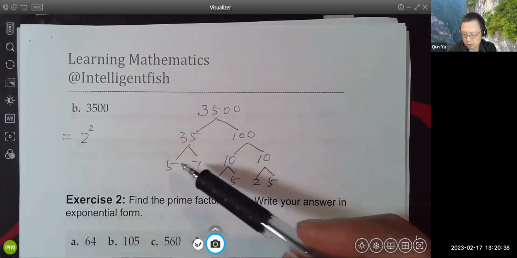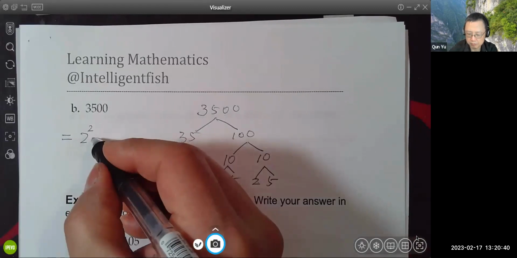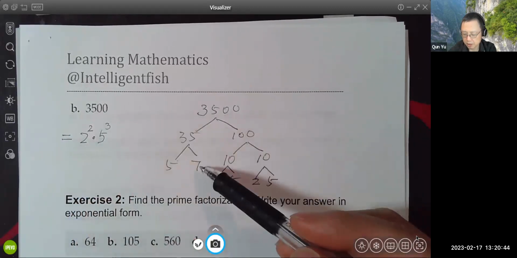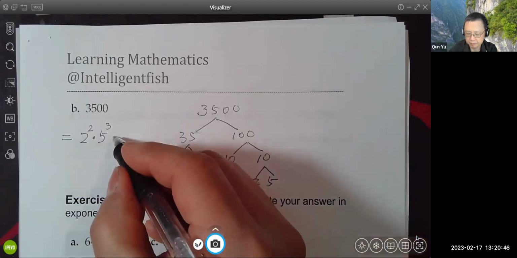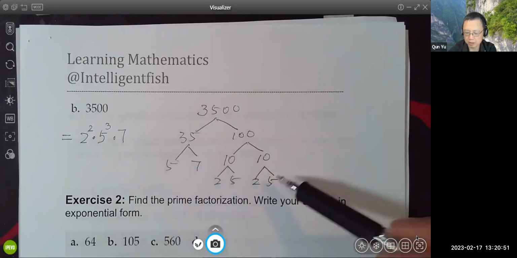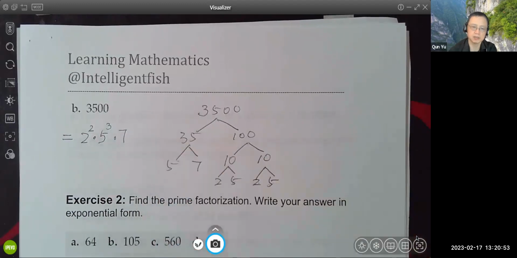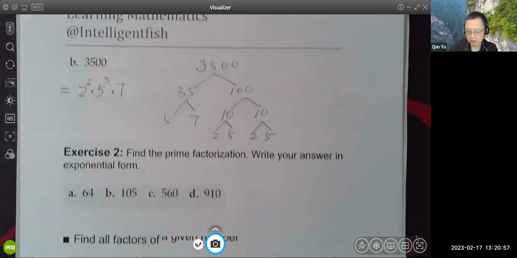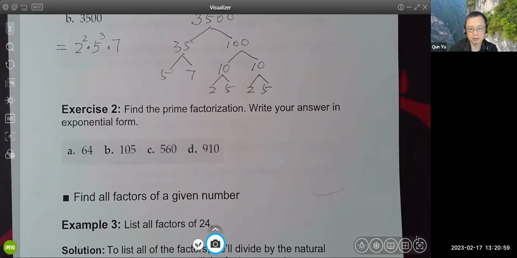How many 5s? 1, 2, 3, 3 5s. And how many 7s? We only have 1 7. So how many in total? Just double check. 1, 2, 3, 4, 5, 6. This is 5, another one, 6 numbers. So we don't miss any number. Okay, this is your second set of exercise questions.